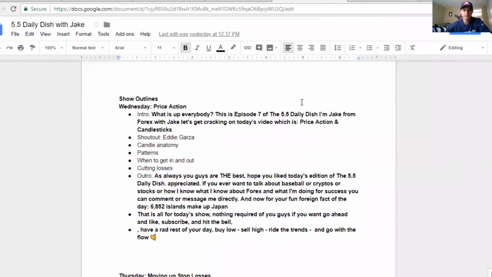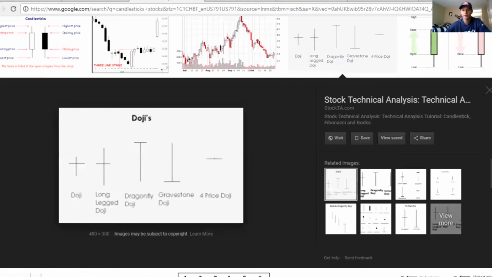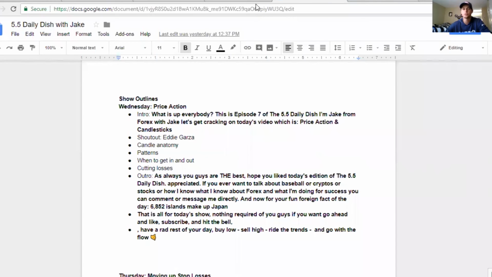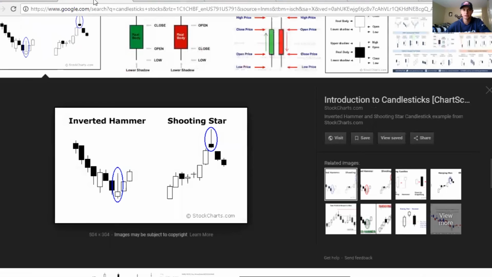So now I'm going to give you guys the fun fact of the day, which I forgot, so I had to cheat and look. But the fun fact of the day is that Japan is made up of 6,852 islands. That's pretty crazy right there.